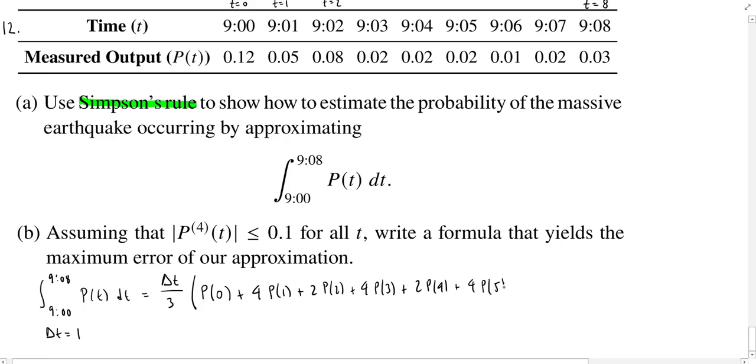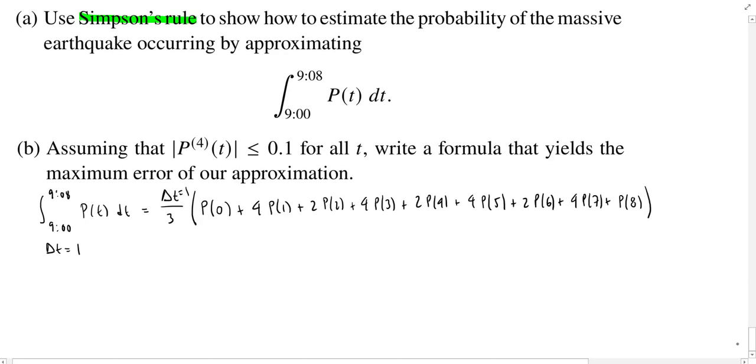4 times p of 5, 2 times p of 6, 4 times p of 7, and then, oh, we're on the last one, and remember the last one, we don't get a 2 or a 4 weighting, we just get a 1 weighting. Okay, and so remember this delta t here is 1.